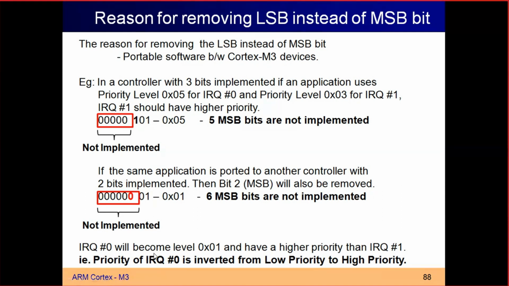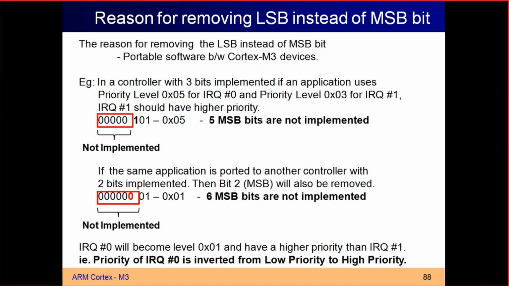So let us take IRQ0, which is 101, that is 5. When you remove the top bit from that, what do you get? IRQ0 will become 01. IRQ1, when it becomes 01, what will happen?